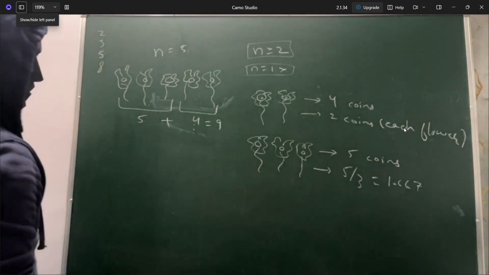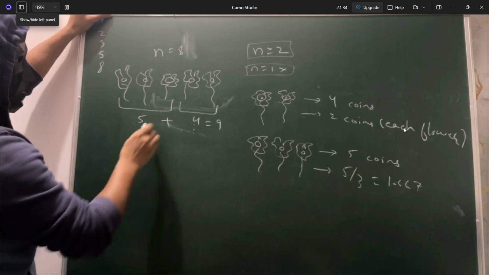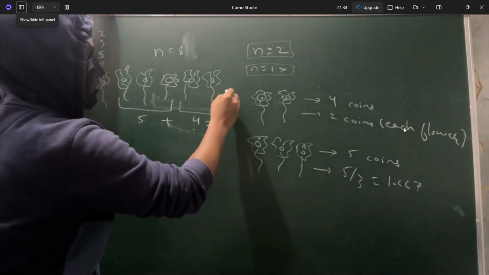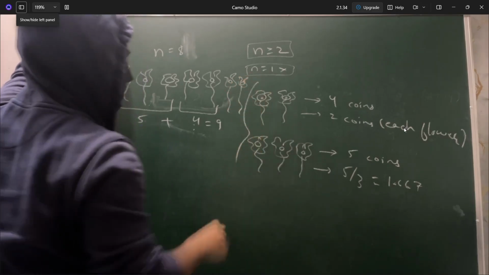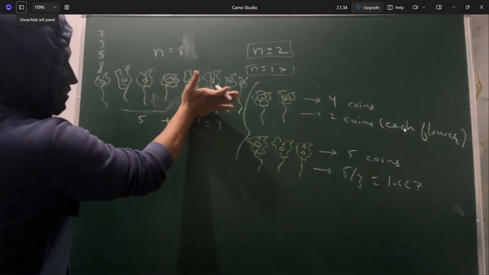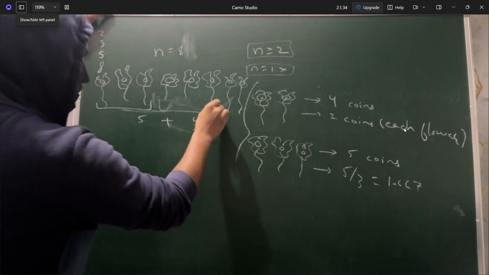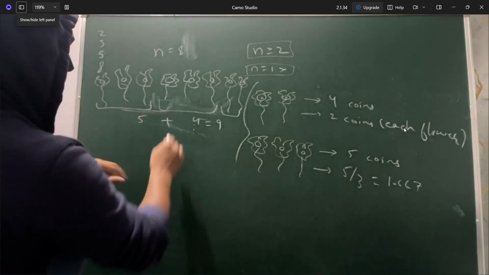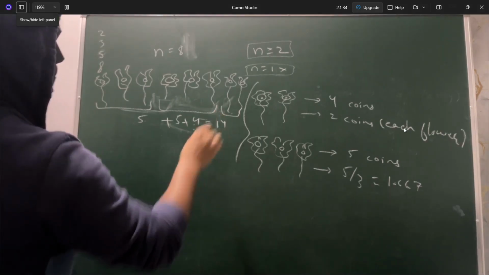Now you have 8 flowers. So what I said, try to take flowers in sets of 3 first. You purchase 3 flowers, then 3 flowers, and you have 2 flowers left. For this you'll be spending 5, for this you'll be spending 5, and for this you'll be spending 4 coins. So a total of 14 coins you'll be spending, and 14 is our answer.